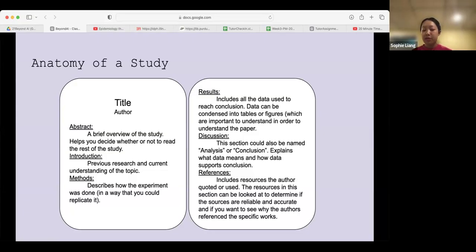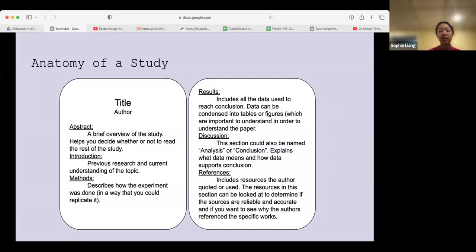And then after results, you have a discussion section. This could also be named analysis or conclusion. And this section explains what the data means, and how the data supports the conclusion. So this is like the analyzing part. You take the data and then you explain how you got from the data to your conclusion. Yeah, so like how you draw the results out.